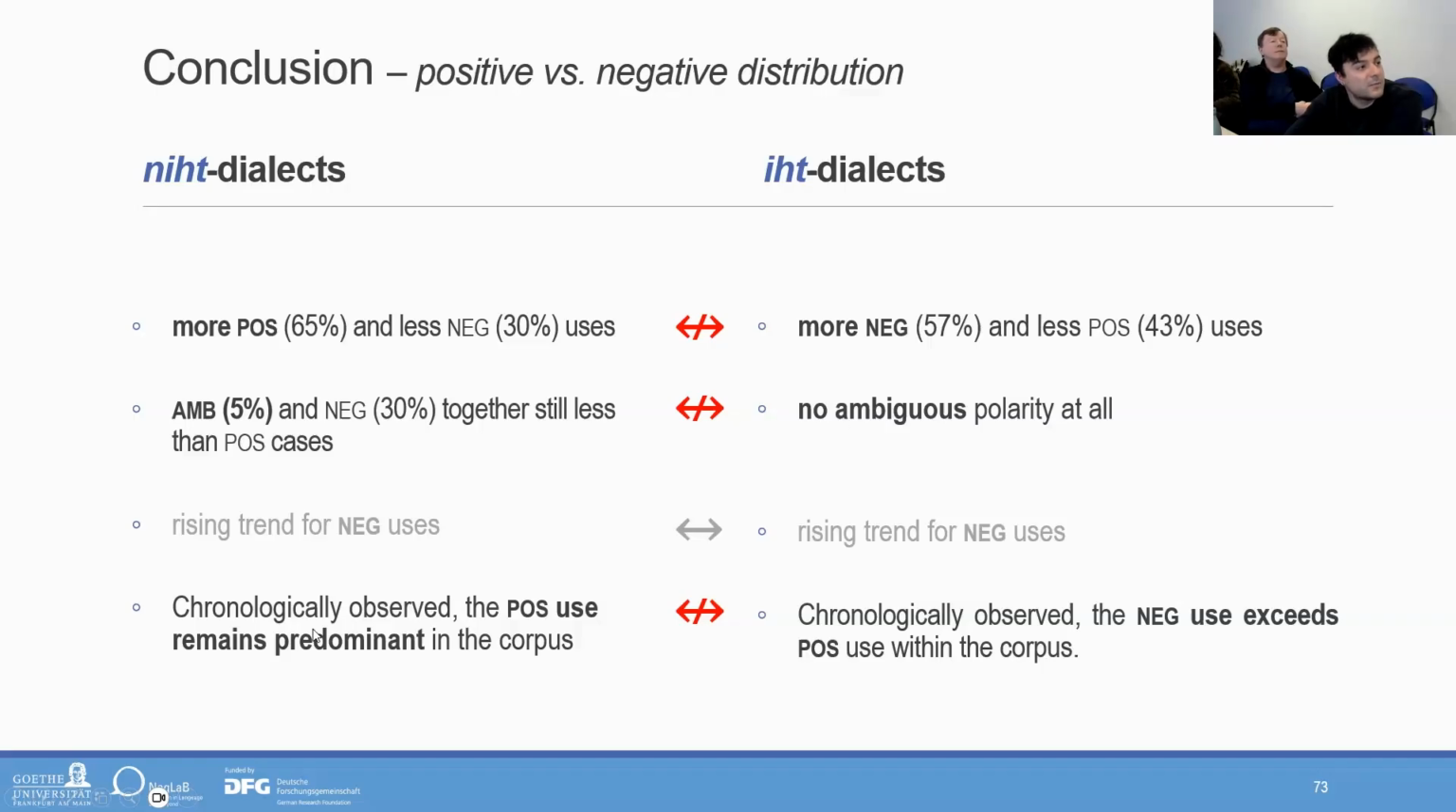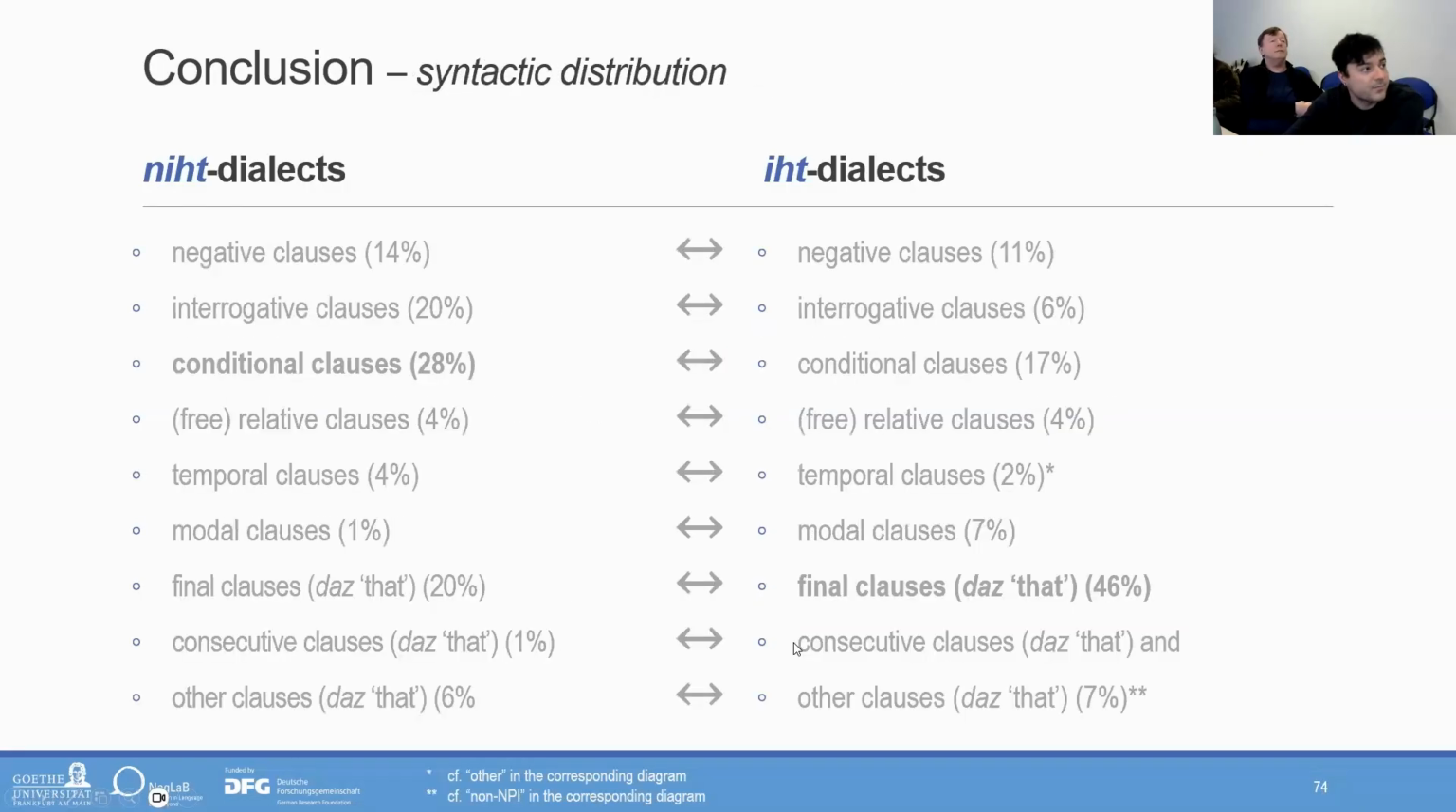And chronologically observed, the positive use remains predominant in the corpus in the niht dialects, but already by the end of the 12th century, negative use outnumbers the positive uses in the Ich dialects. The syntactic distribution is actually always the same. All happened in the same contexts. Like, let's say in niht dialects, it was mostly used in conditional clauses, whereas in Ich dialects, it was mostly used in final clauses. But as you have seen, the development in the niht dialects went also in the same direction. So in the 14th century of the niht dialects, we've also seen that those uses in final clauses have increased.